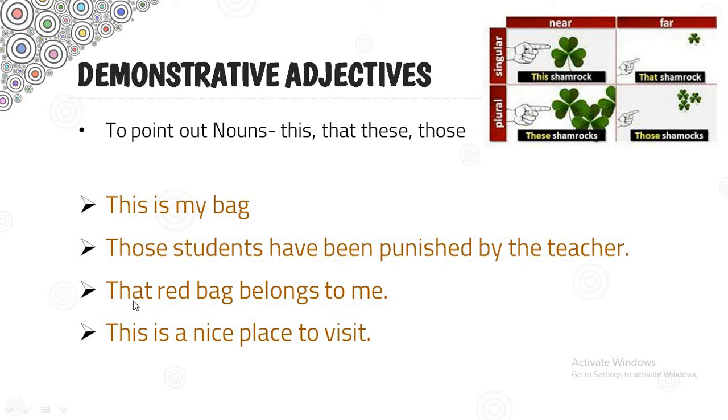The next one. That red bag belongs to me. The bag which is lying over there, that particular bag belongs to me. The next one is, this is a nice place to visit. So the place where I am right now is a nice place to visit. So demonstrative adjectives are the adjectives which point out the nouns in terms of this, that, these, those. I hope demonstrative adjectives are clear.